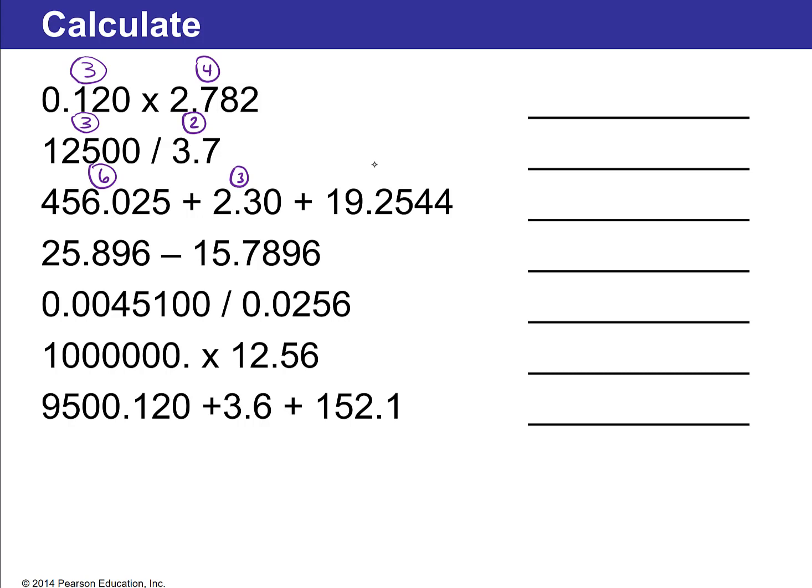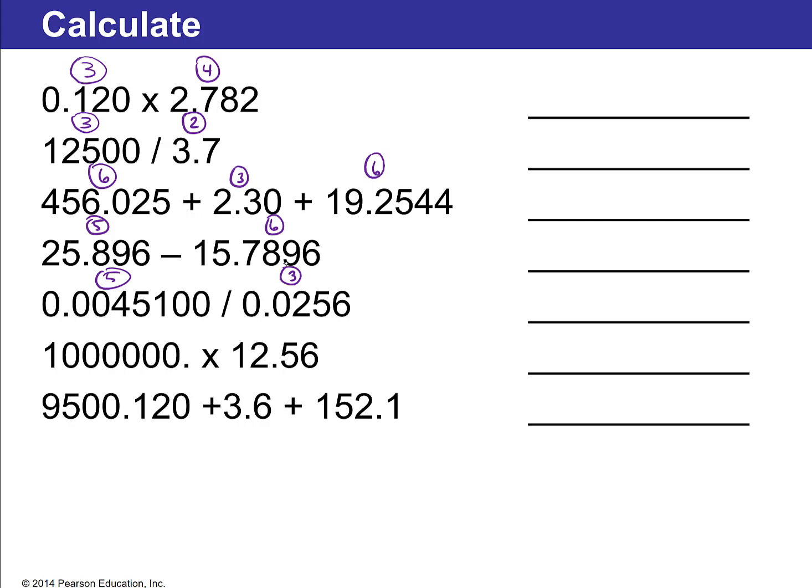19.2544, 6. Any non-zero numbers are always significant, so those ones are always easy. It's just the zeros that are a pain. 25.896, 5. 15.7896, 6. 0.0045100. I had a good time making these ones up. I was just sitting there, making up numbers on my keypad. Okay, what about 0.00256? 3. Anybody have any questions about those?